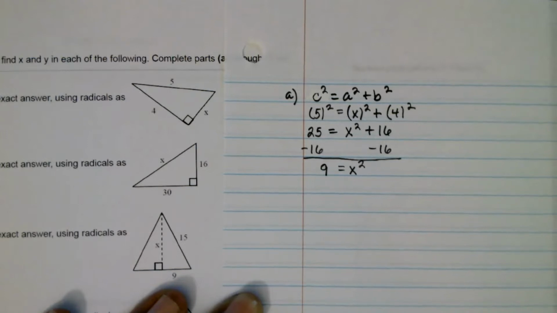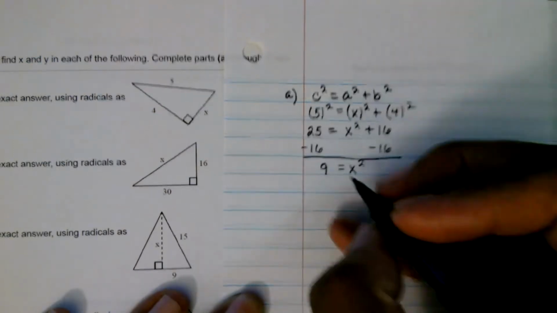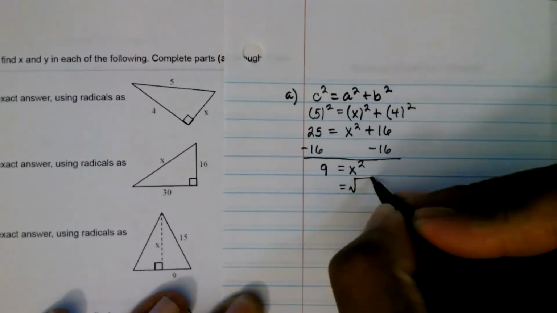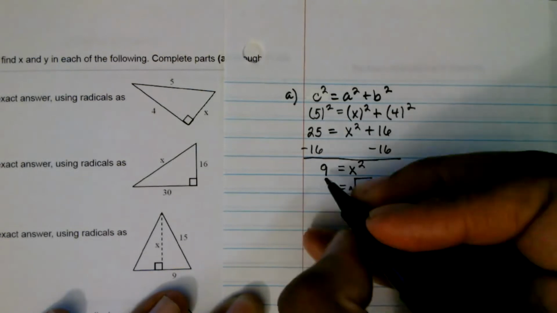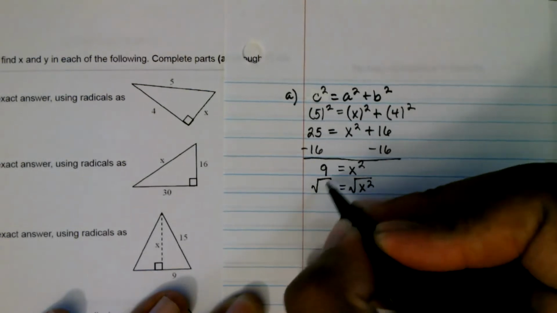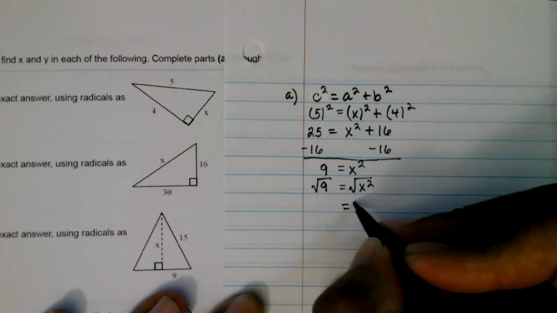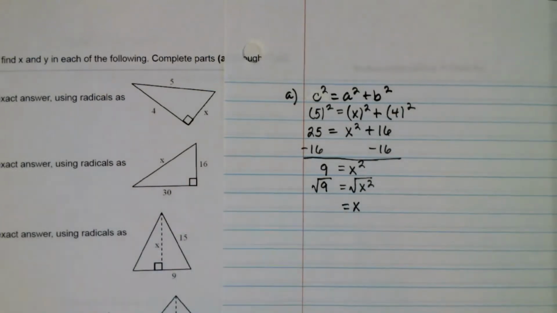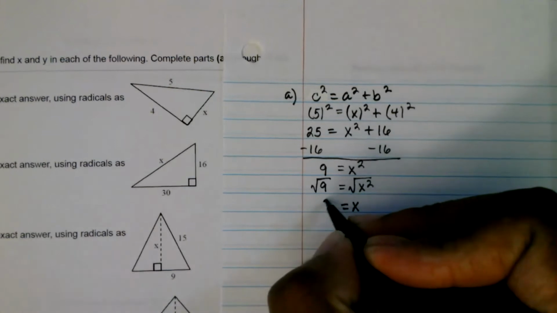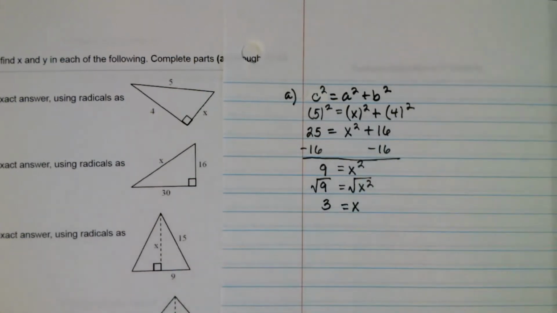Now, we've only solved for x squared. We want to solve for x. The opposite of squaring anything would be to take the square root on both sides of this equation. So the square root of x squared is x. And then we find out what the square root of 9 is by finding out what number times itself gives me 9. And it has to be 3.